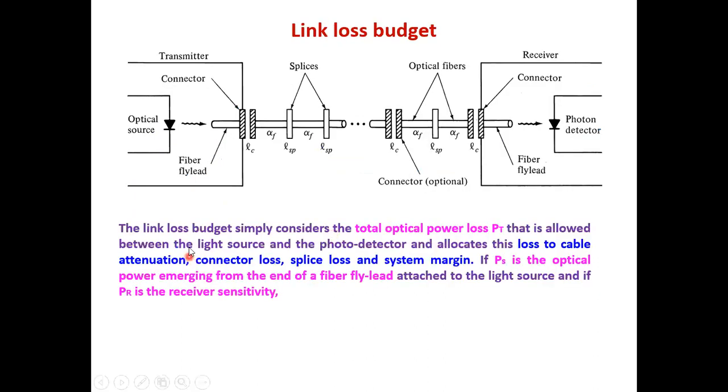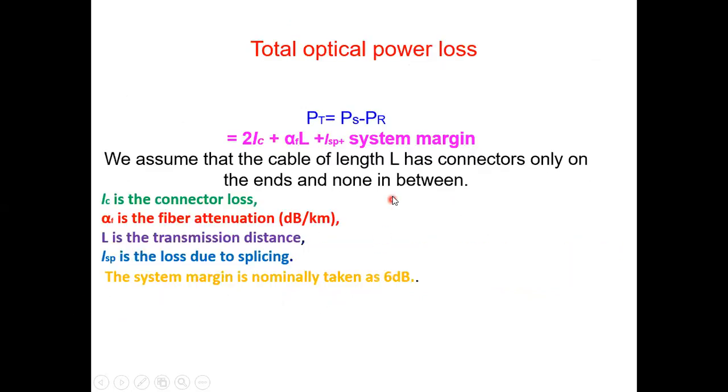Okay, coming back to the same diagram. The link loss budget simply considers the total optical power loss PT that is allowed between the light source and the photodetector, and that loss is allocated to cable attenuation, connector, splice, and system margin. If PS is the optical power emerging from the end of the fiber flylet attached to the light source, and PR is the receiver sensitivity, then PT is equal to PS minus PR.